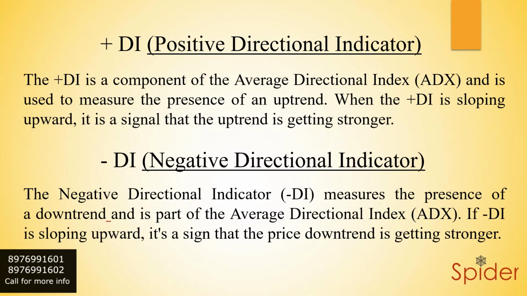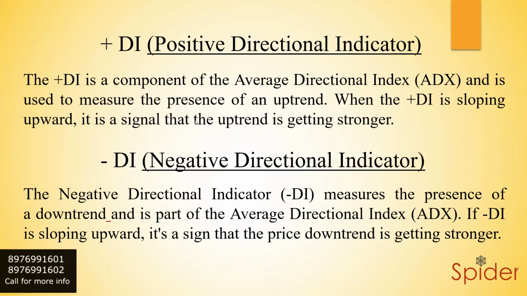Now you can see the two important factors which will help you in finding out the momentum of the stocks are these two particular lines, positive DI and negative DI. So what exactly is positive DI? The positive DI is a component of the average directional index, and it is used to measure the presence of an uptrend. When the DI is sloping upward, it is a signal that the uptrend is getting stronger.